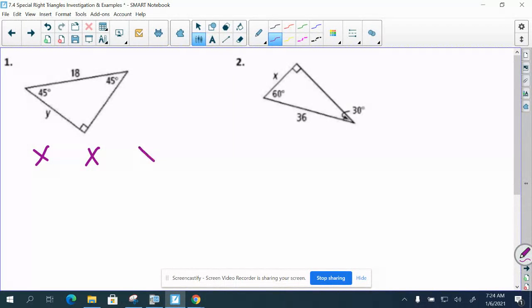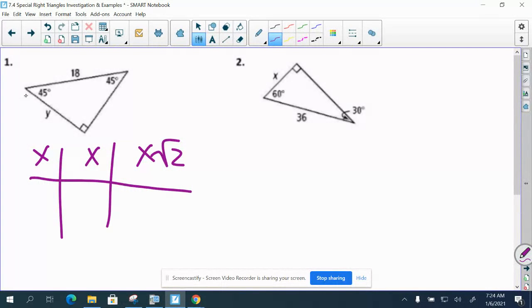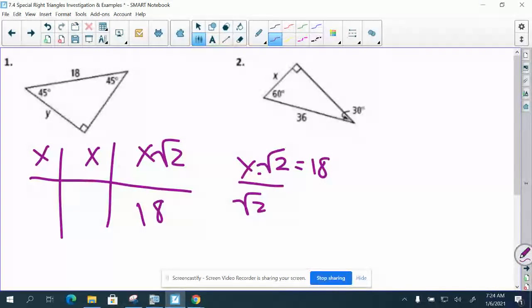So x square root 2, and this is what I showed you in the last video that you watched. Okay, so we know that the hypotenuse is 18. In order to figure out what x is, we're going to set up a little equation. We're going to say x square root 2 equals 18. And then in order to solve for x, we're going to divide both sides by the square root of 2.